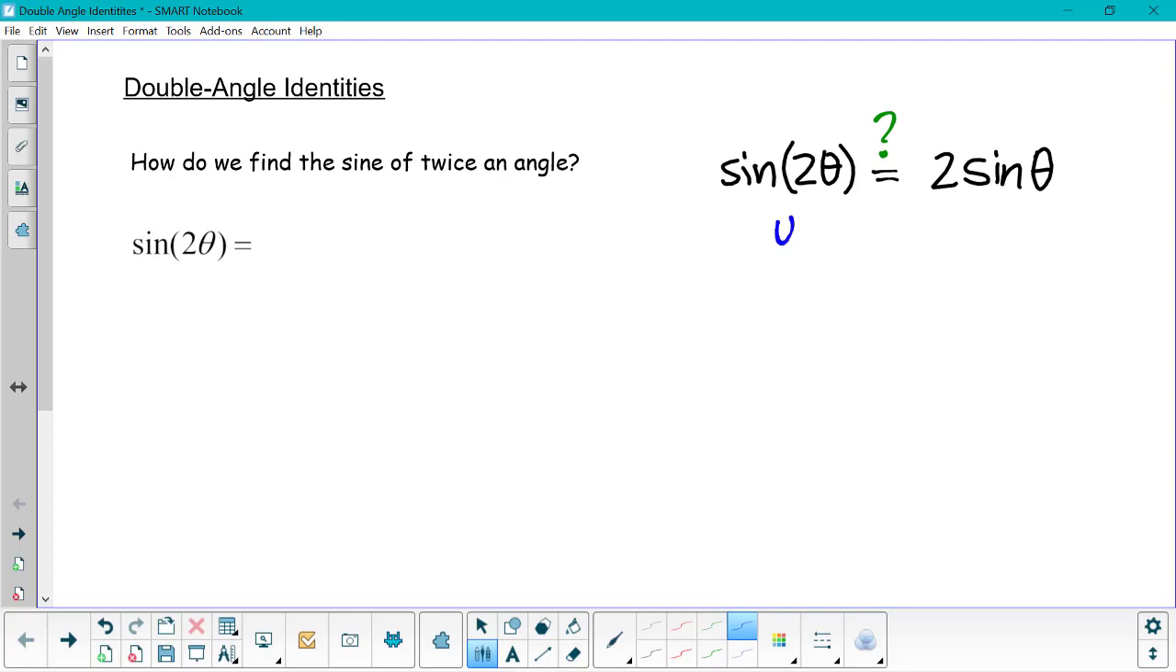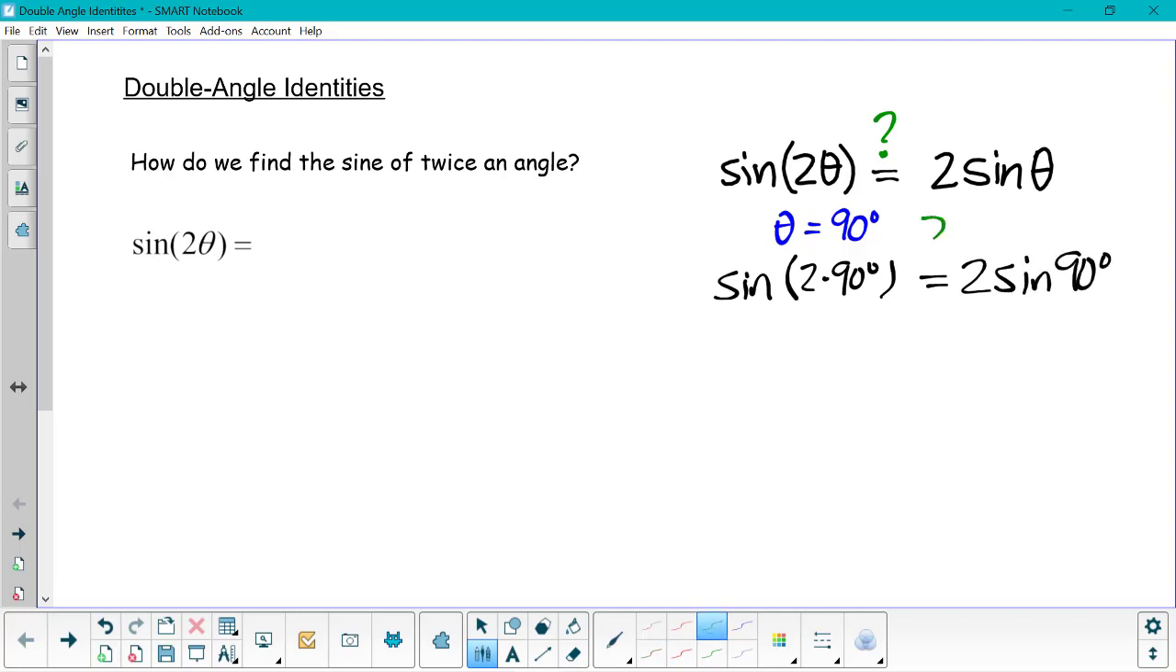Well, let's see. If I choose theta as 90 degrees, let's see if that makes a true statement. Substitute in, so I get sine of 2 times 90. Is that going to equal 2 times the sine of 90? Remember, it's an identity if this holds true for every single angle. So if I can find one that doesn't work, it is not an identity.